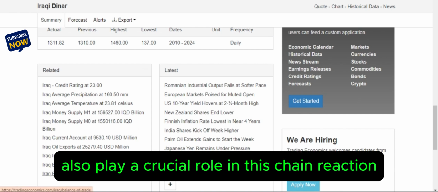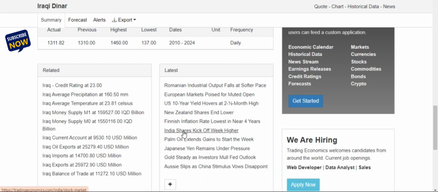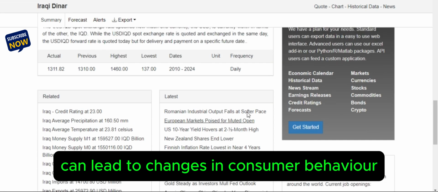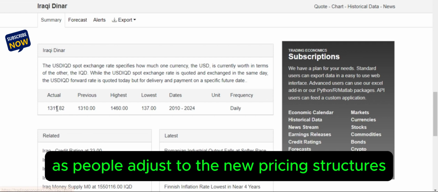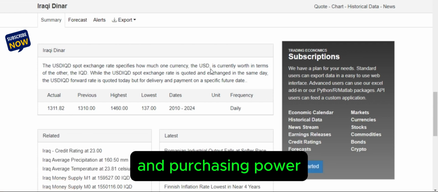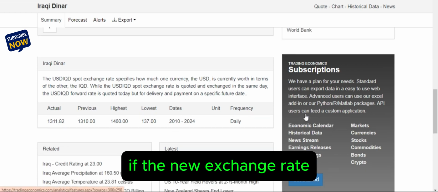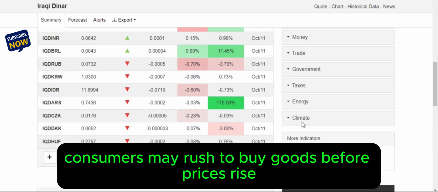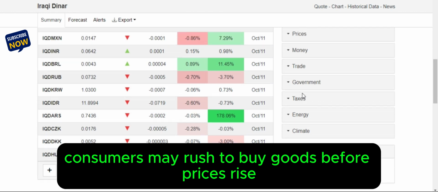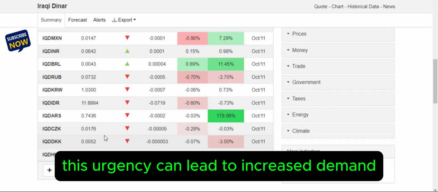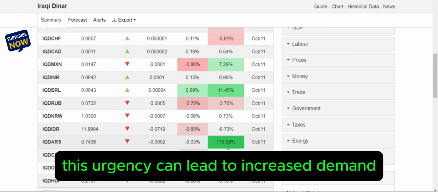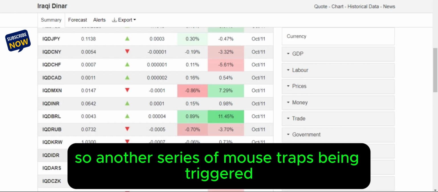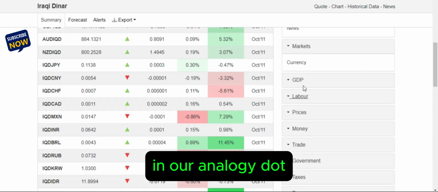Consumers also play a crucial role in this chain reaction. The introduction of a new exchange rate can lead to changes in consumer behavior, as people adjust to the new pricing structures and purchasing power. If the new exchange rate leads to a significant devaluation of the currency, for example, consumers may rush to buy goods before prices rise further. This urgency can lead to increased demand for certain products, creating shortages and price spikes. So, another series of mousetraps being triggered in our analogy.